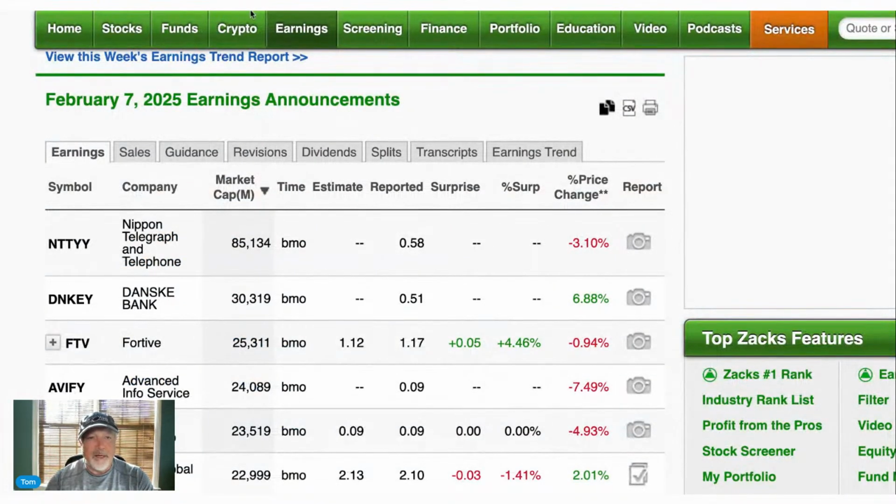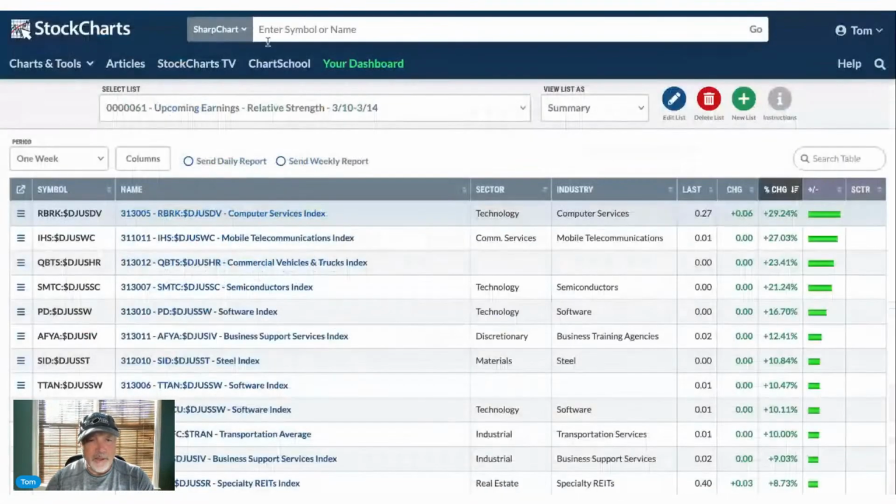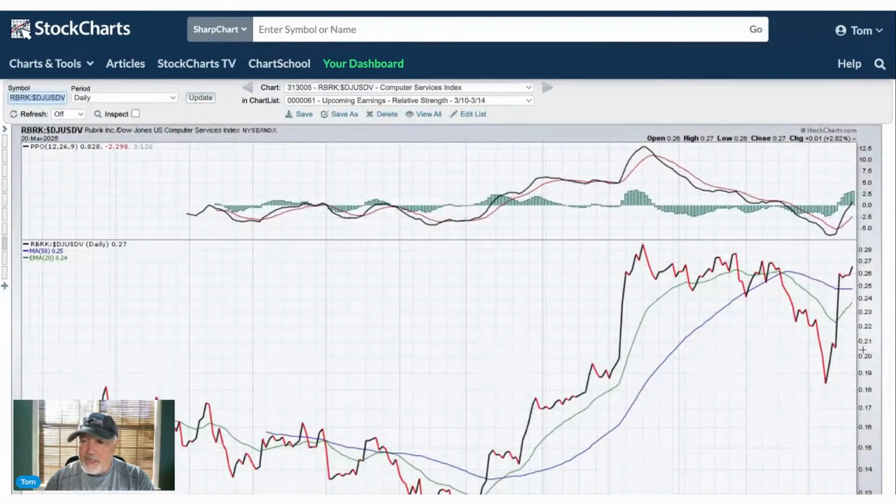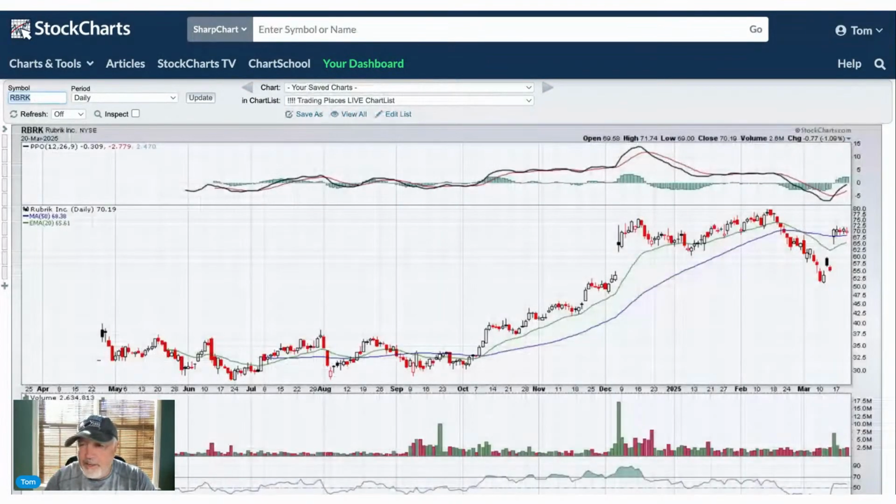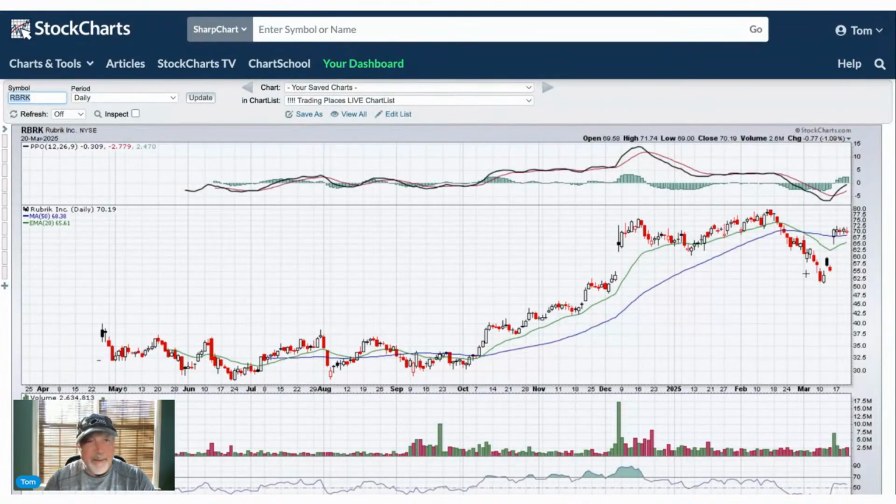All right, I don't know why it keeps doing this. Let's try again. There we go. So you can see over the course of the last week, the stock's made a big move. And if you wanted to look at its actual chart, you just type in RBRK. And you can see over the course of last week, we had a big gap up with earnings. And so this has been a pretty nice performer coming out of its earnings. So it's been the strongest stock in that chart list.